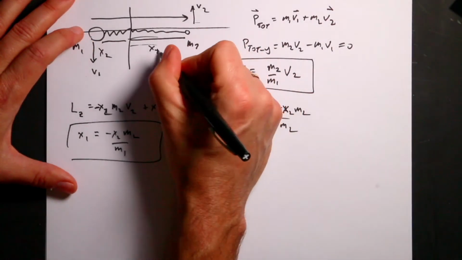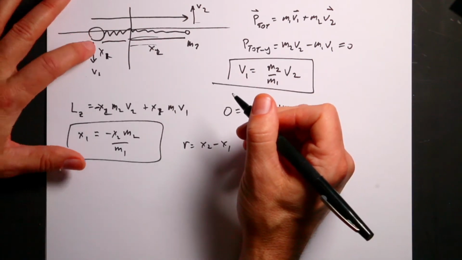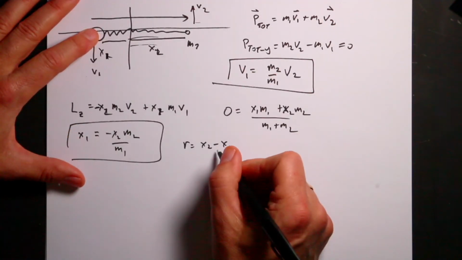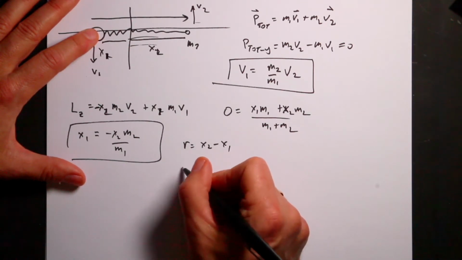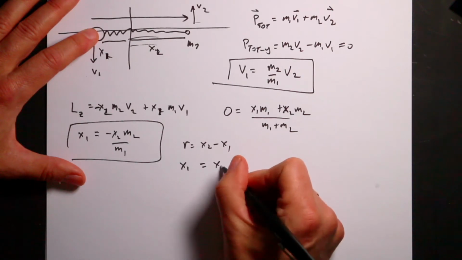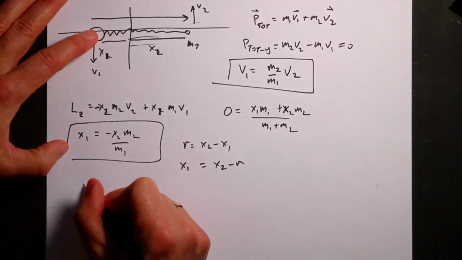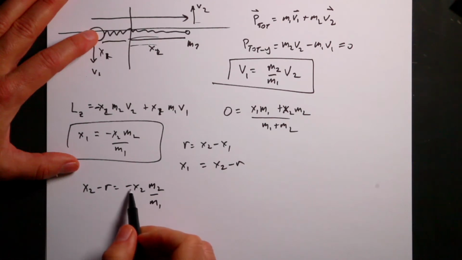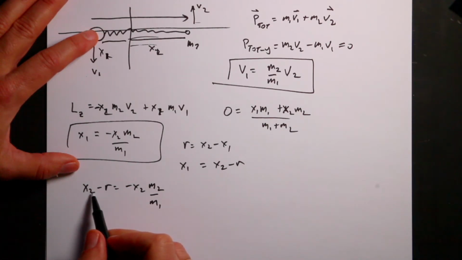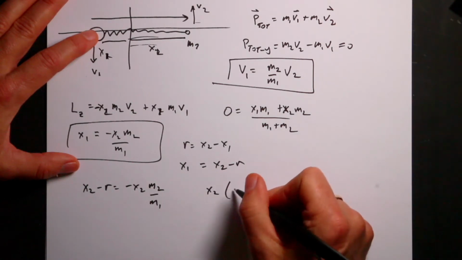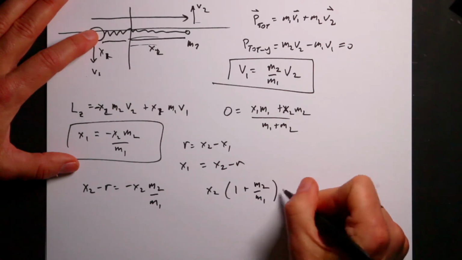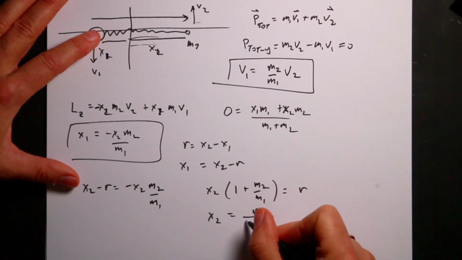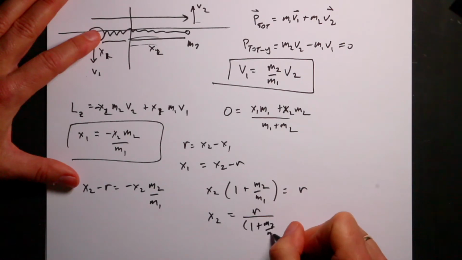Wait, why the heck? I did this backwards. That's why I was getting all messed up. That's 1. That's 2. Okay. Because that's the displacement. From here to there is this value minus that value. So if I use this and solve for x1 equals x2 minus r, I put that in up here, I get x2 minus r equals negative x2 m2 over m1, and I can solve for x2. So I'm going to get x2 times 1 plus m2 over m1 equals r. So x2 equals r, which I know, divided by 1 plus m2 over m1, which I know.